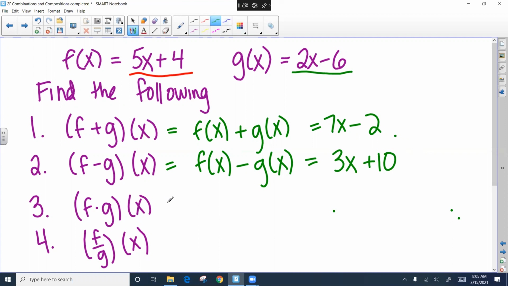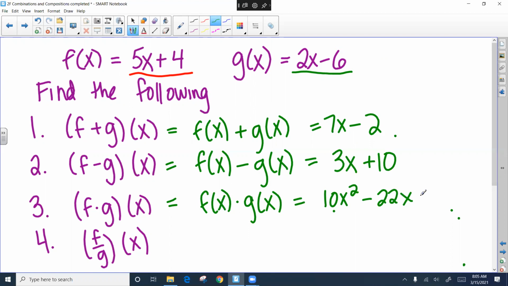Number 3 was multiplying. This notation means multiply, so f of x times g of x. And I saw some of you use the box method, or you could also use distributive property on this, and we should get 10x squared minus 22x minus 24. And then the last one was dividing. This notation, f divided by g of x, means f of x divided by g of x.